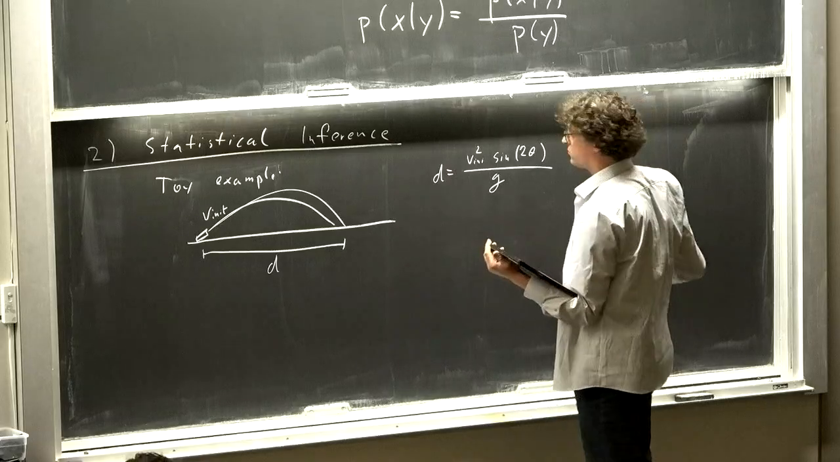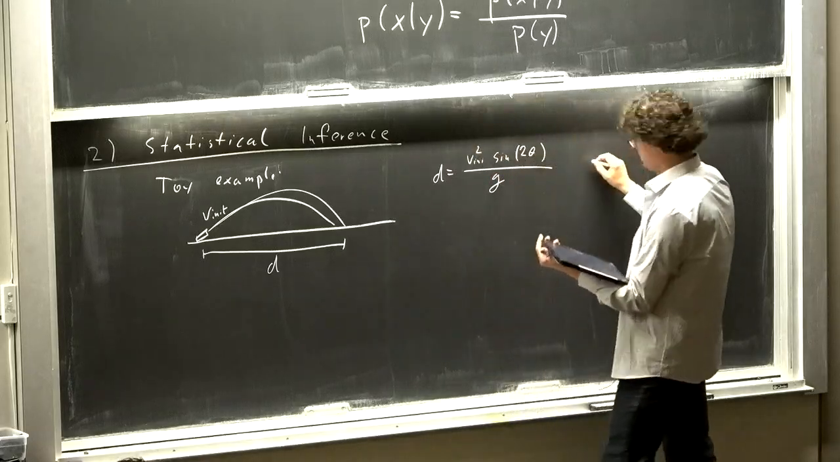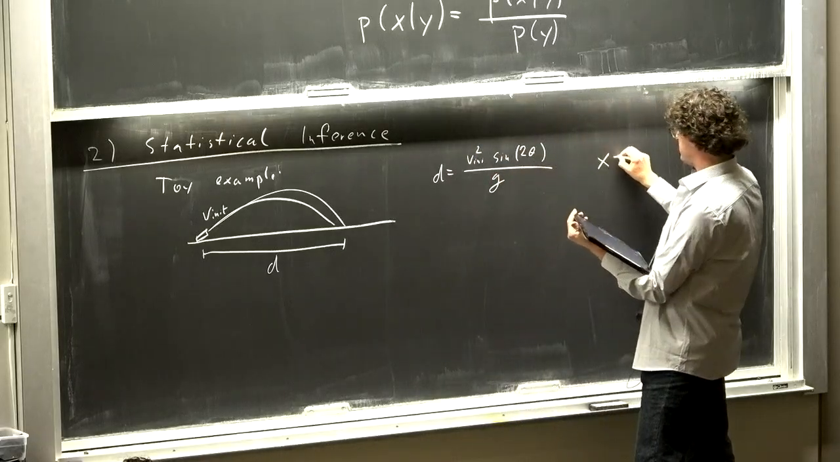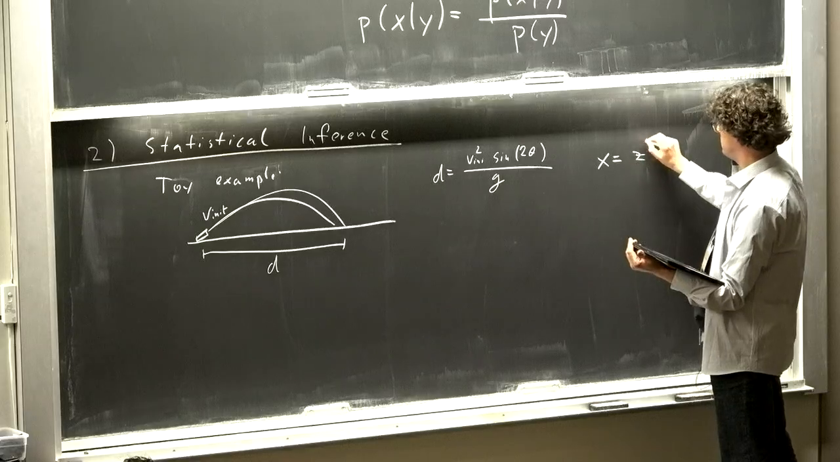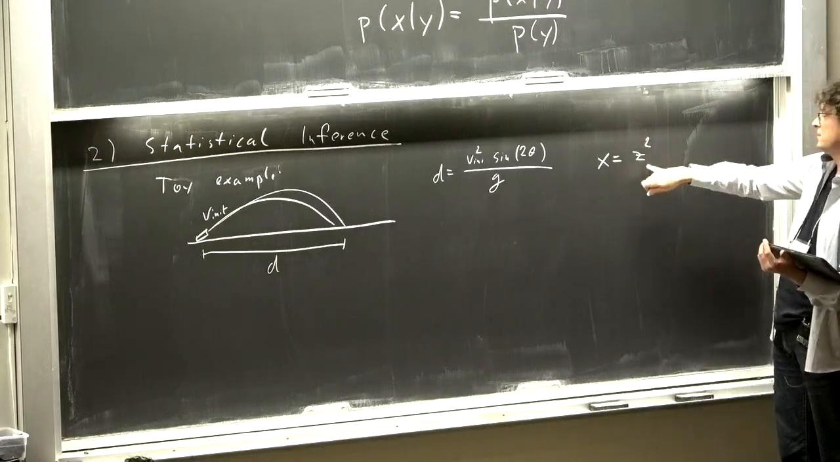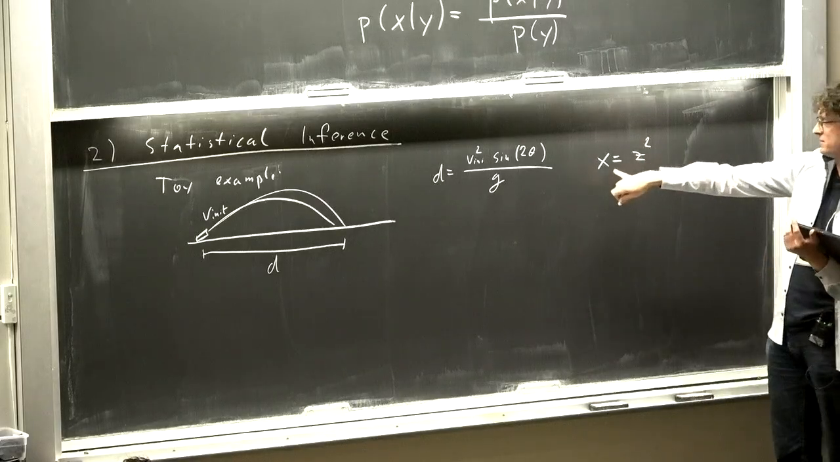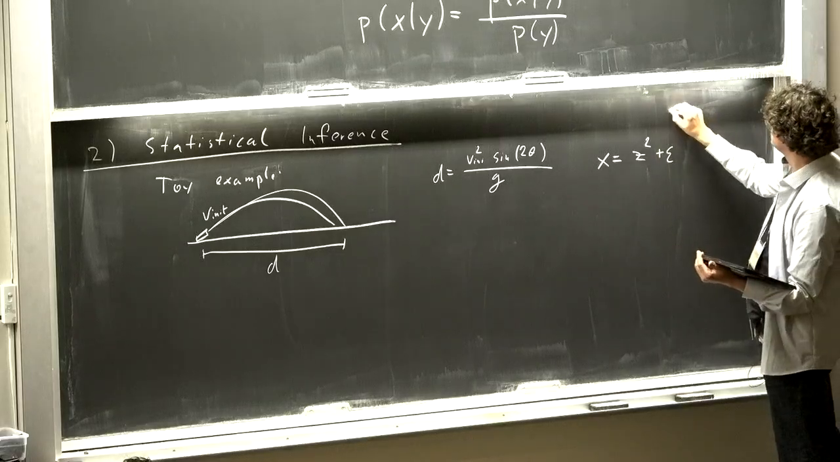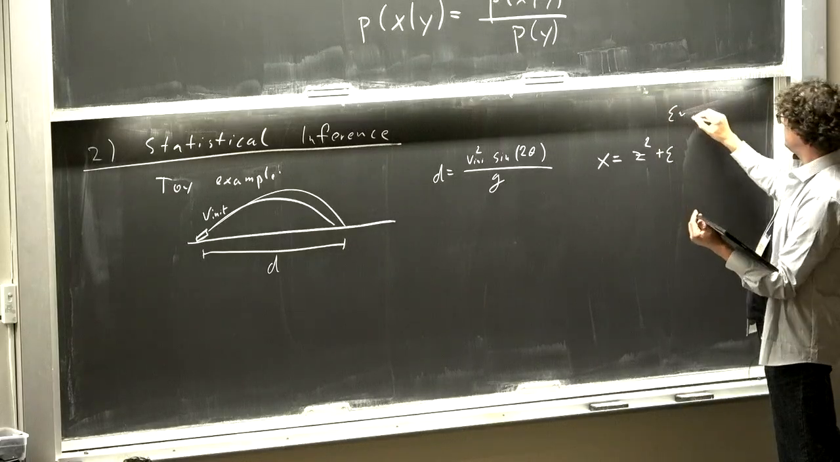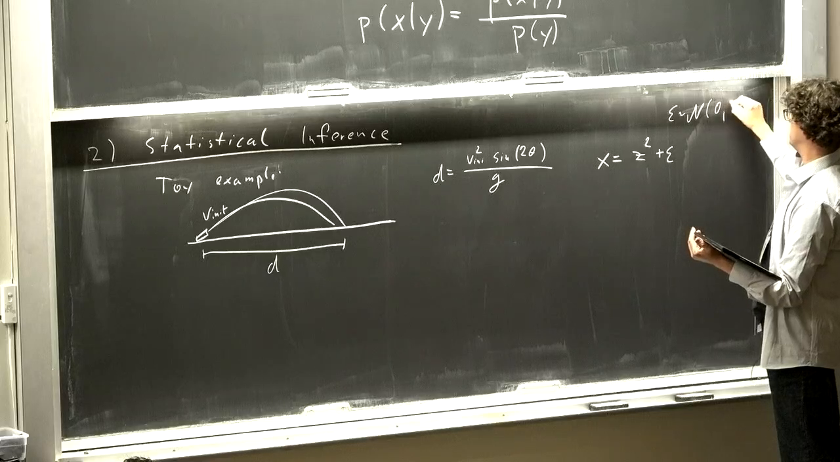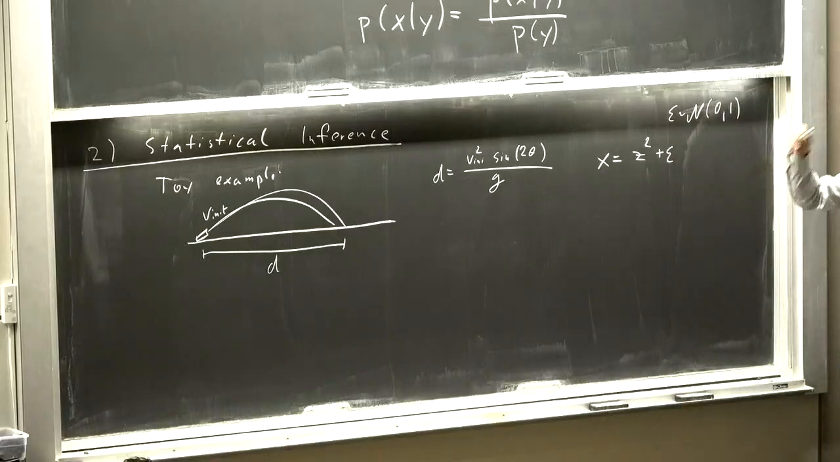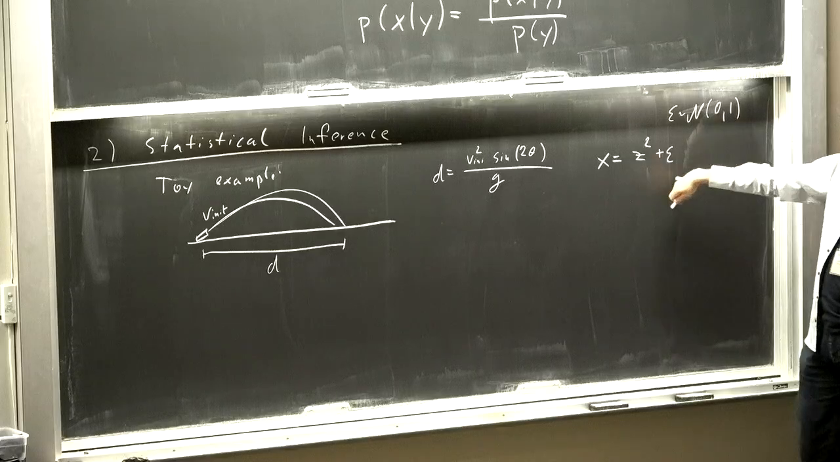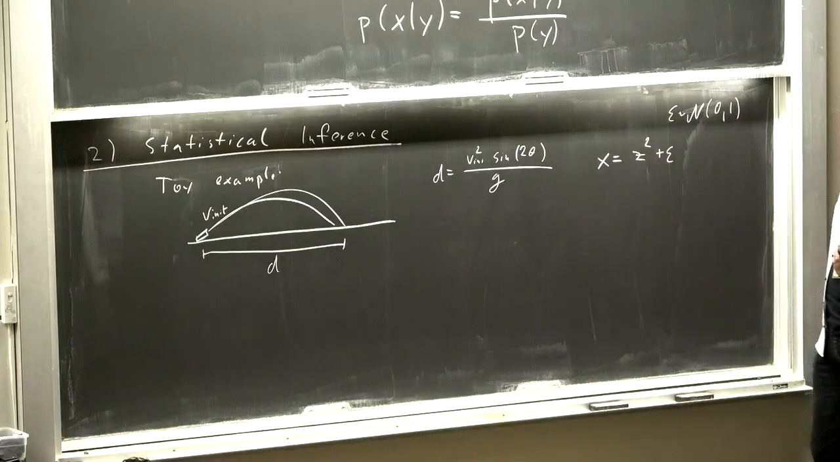So the underlying problem that we have to solve is something like: we measure x, and x depends on some variable z squared. That's our velocity parameter. X is the distance parameter. And there will be some measurement noise epsilon, which, let's say, is just drawn from a standard normal distribution. We forget about all units because they don't matter, really. So epsilon is a standard normal distribution, z is squared, and then we have x as the distance.